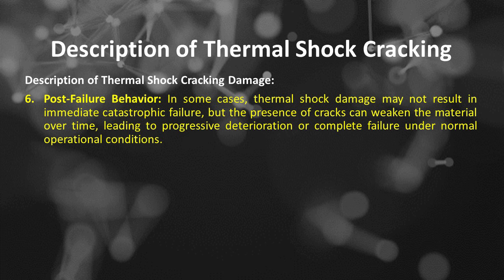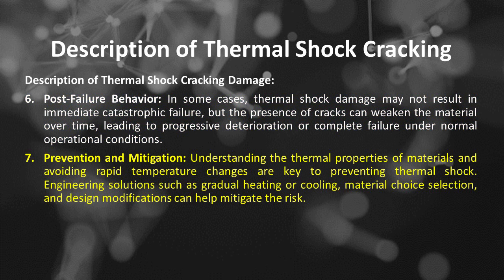Number 6 is from post-failure behavior of thermal shock point of view. In some cases, thermal shock damage may not result in immediate catastrophic failure, but the presence of cracks can weaken the material over time, leading to progressive deterioration or complete failure under normal operational conditions. Number 7 is from prevention and mitigation of thermal shock point of view. Understanding the thermal properties of materials and avoiding rapid temperature changes are key to preventing thermal shock. Engineering solutions such as gradual heating or cooling, material choice selection, and design modifications can help mitigate the risk.